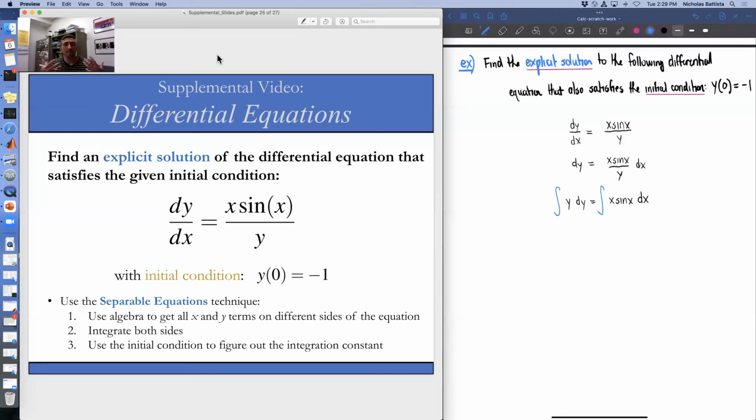And at this stage, we start asking ourselves, okay, what do those integrals look like? What techniques could we use to integrate them? Well, if we look at the left-hand side, the integral of y with respect to y, we're going to be able to use the antiderivative power rule to compute that integral. Now on the right-hand side, though, we have the product of x times sine of x, where we're thinking, how can we compute this integral?